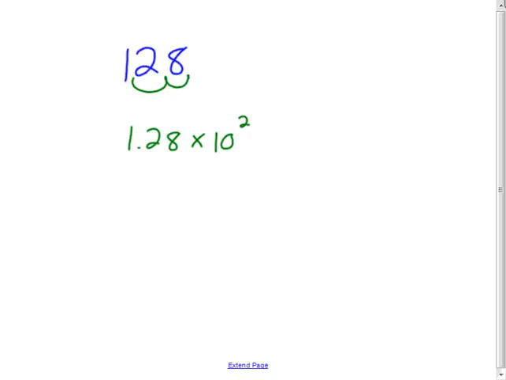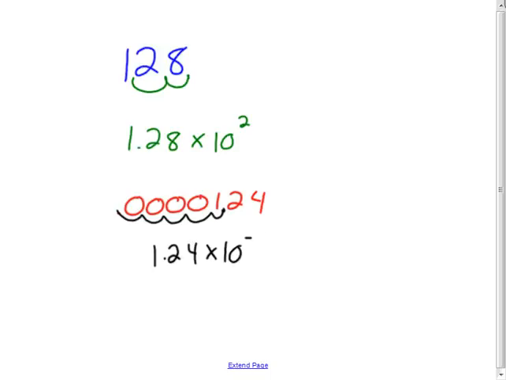Vice versa, if I have 0.0000124, my mantissa has to be between 1 and 10, excluding 10. So I move it 1, 2, 3, 4, 5 places. So this would be 1.24 times 10 to the negative 5th, because now when I'm looking at this part here, I have to technically divide it by 10 5 times, which is why it goes in this direction. So make sure that you're able to go both directions when you're doing scientific notation. Okay, so that's just the basics of it.